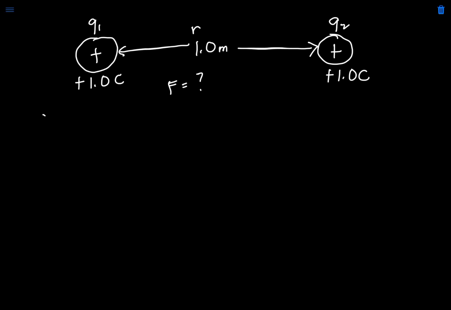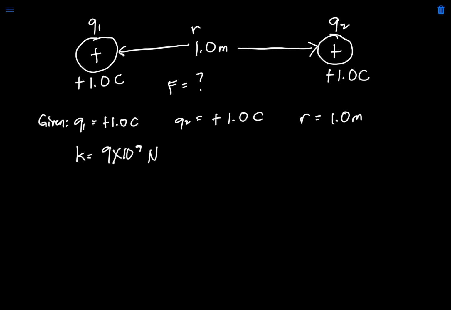So again, let's identify the given. We have Q1 is equal to positive 1.0 Coulomb. Q2 is equal to positive 1.0 Coulomb. Our r is equal to 1.0 meter. And our k, of course, is a constant, 9 times 10 raised to 9 Newton meter squared per Coulomb squared. And let's find the force. So let's rewrite the formula. We have F is equal to k Q1 Q2 all over r squared.